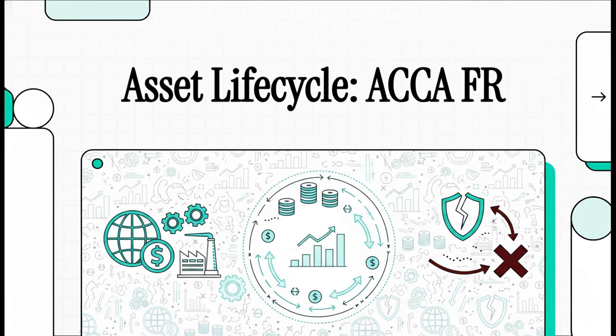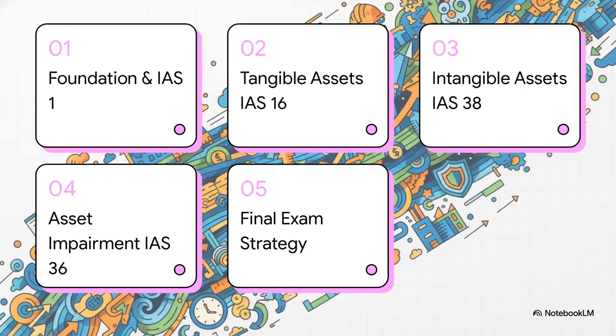We're going to take a single asset and trace its entire journey, from the foundational rules that govern it, through its physical or even invisible creation, all the way down to its potential downfall. All right, here's our roadmap for today. Number 1, foundation in IAS 1. Number 2, tangible assets, IAS 16. Number 3, intangible assets, IAS 38. Number 4, asset impairment under IAS 36. And number 5, final exam strategy.